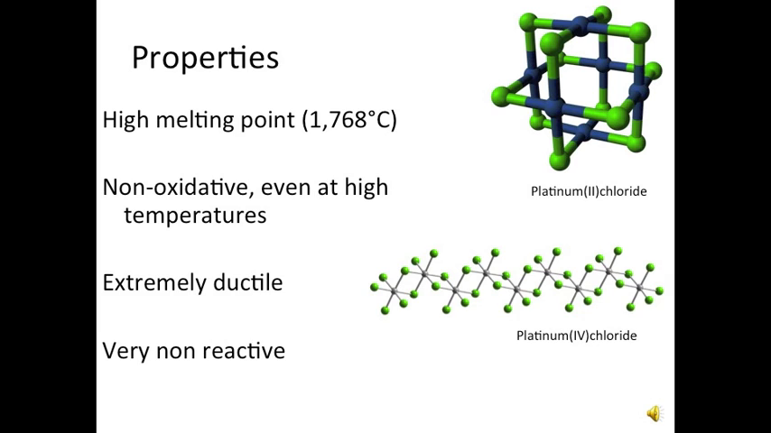Platinum is also very non-reactive. The non-reactivity and non-oxidative properties of platinum are why some people refer to it as a noble metal. Platinum 2 chloride and platinum 4 chloride, as we can see, form very interesting structures.